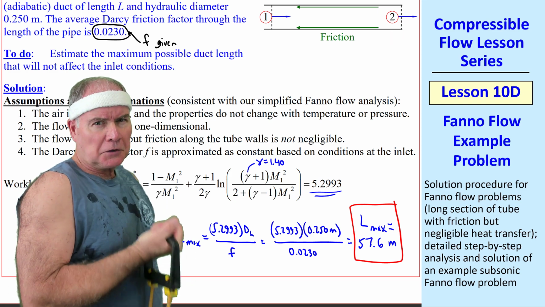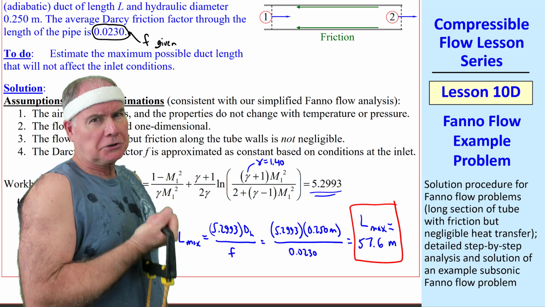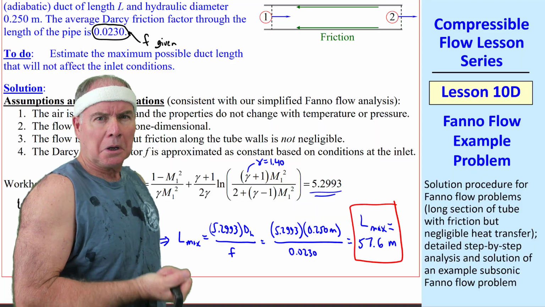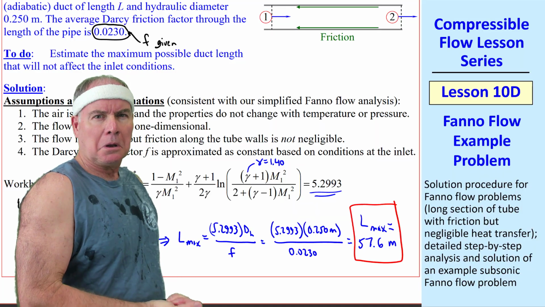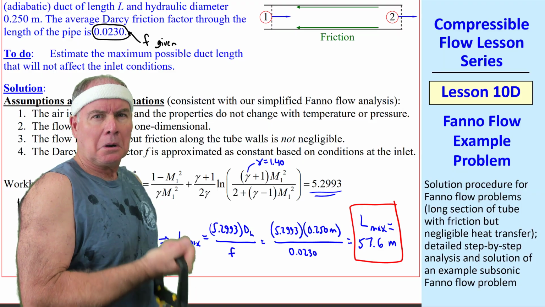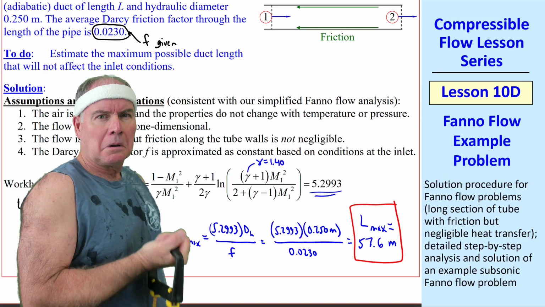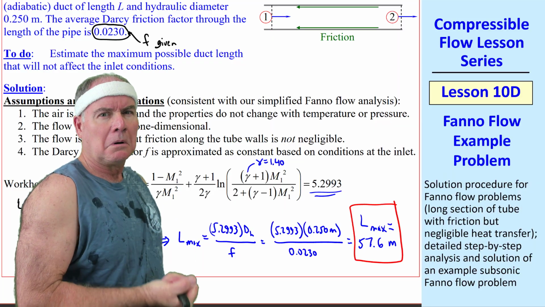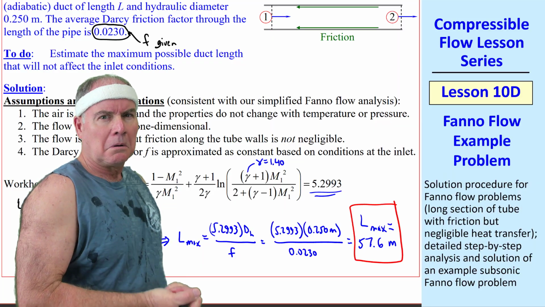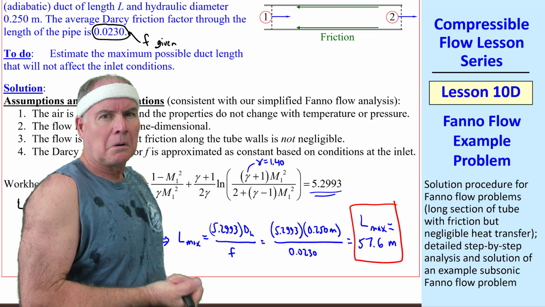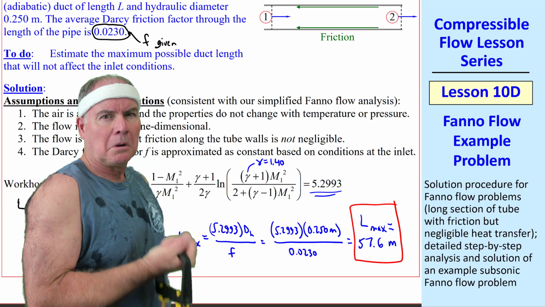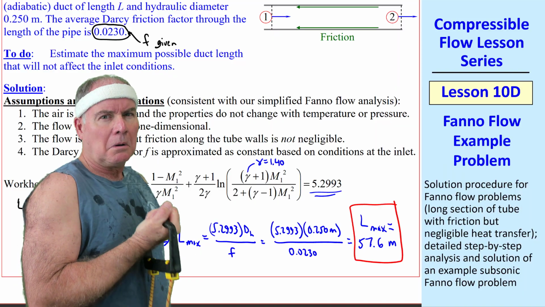What happens if you make L bigger than that? Well, Arnold, just as we discussed with Rayleigh flow, the upstream conditions at 1 would have to change. Specifically, the flow would have to slow down at 1 since the duct is too long, and that would lead to a new L max. In other words, the flow would adjust itself so that the flow is choked at the exit with some larger L.